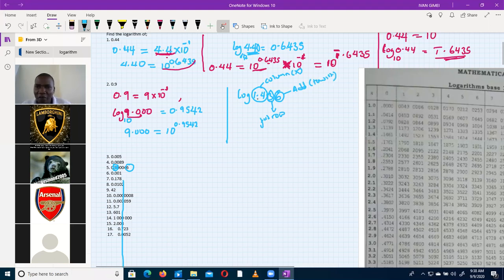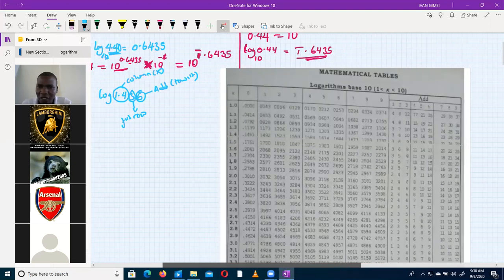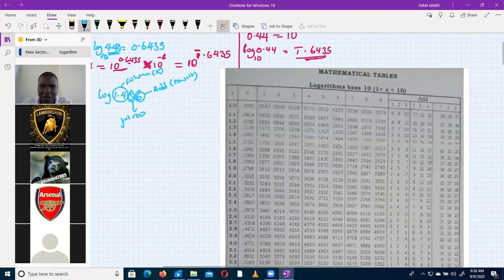So I look for where 1.4 is. Let's do it together. The first two digits are obtained from the column headed X. 1.4 is here. Are you all seeing it? Okay, I've used my first two digits. Then I go to the third digit, which is 3.